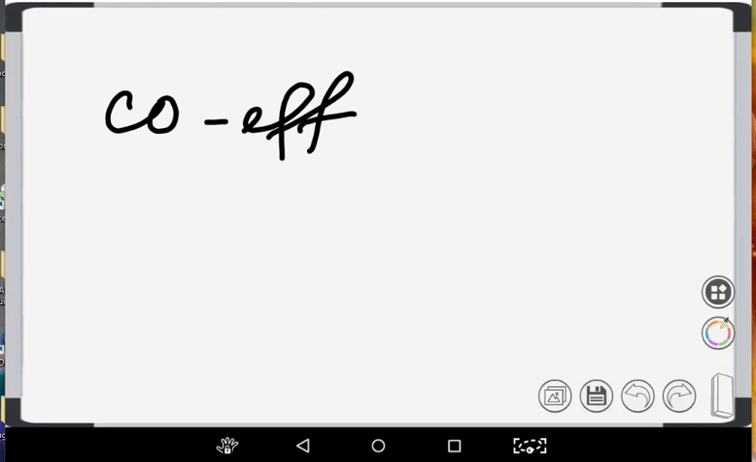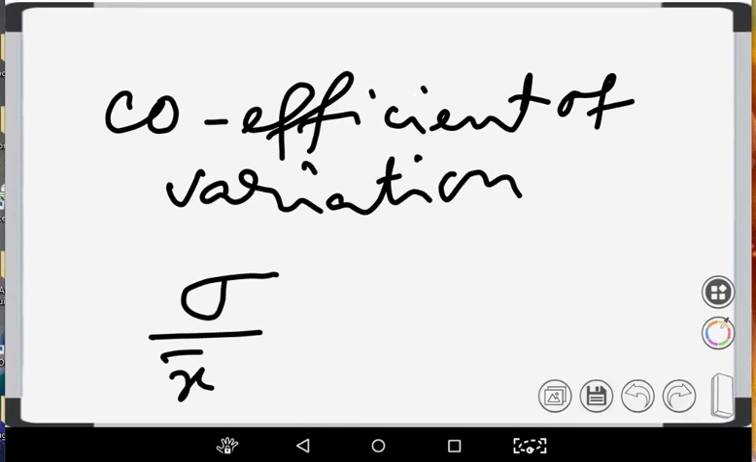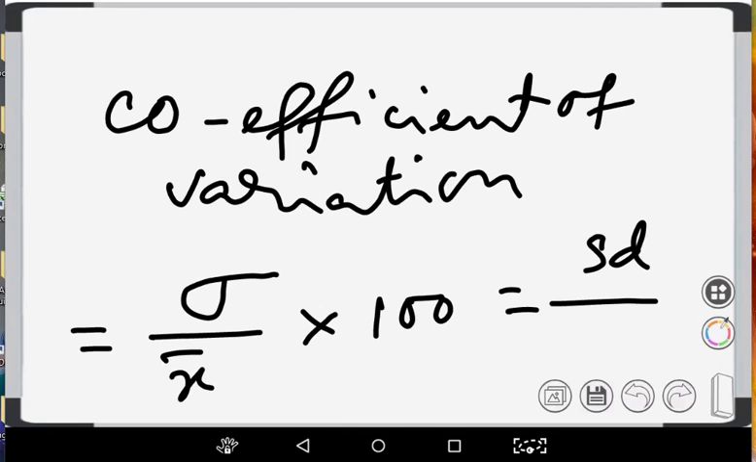So let us discuss what is called coefficient of variation. The coefficient of variation is calculated by the formula: coefficient of variation is equal to sigma by x bar into 100. Please write it down. Sigma means standard deviation, divided by mean, into 100.